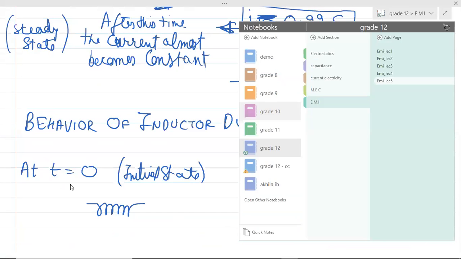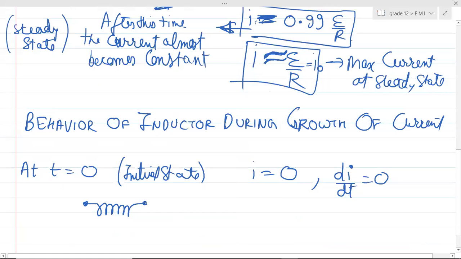At t equals to 0, an inductor in between 2 points of the circuit will be considered as an open circuit. Why will it be considered as an open circuit? Because it is not letting the current flow. Yes or no? So open circuit, no current will flow over here.